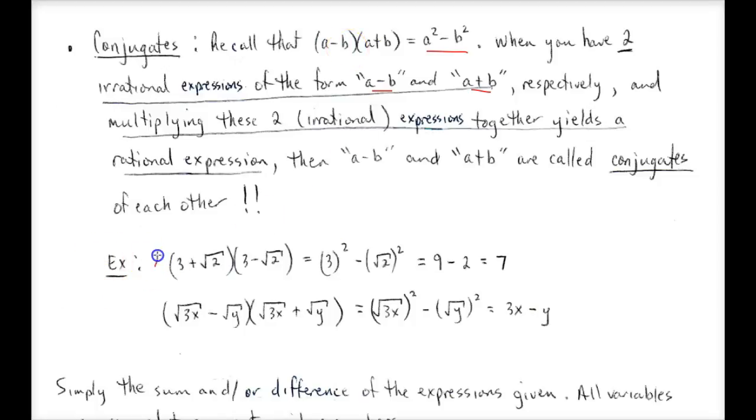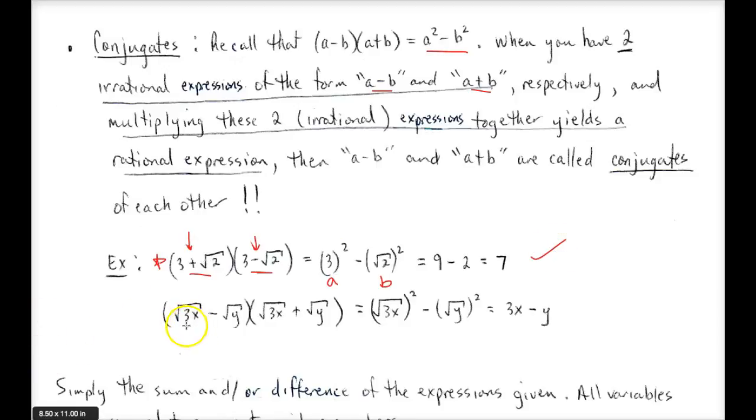In our first example here, we see that we have 3 plus square root of 2 times 3 minus square root of 2. Both of these expressions are irrational, and they are conjugates because they only differ by the binary operation of addition or subtraction. And so from that, we consider a to be 3, we consider square root of 2 to be b, so we just say a squared minus b squared, where our a is 3 and our b is square root of 2. If we work that out, we see that we get 7 in this example.